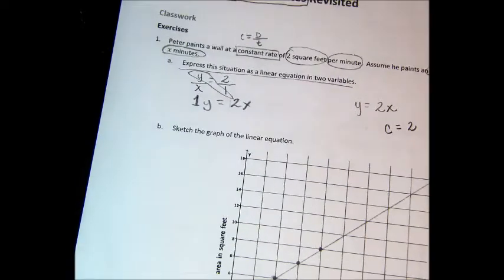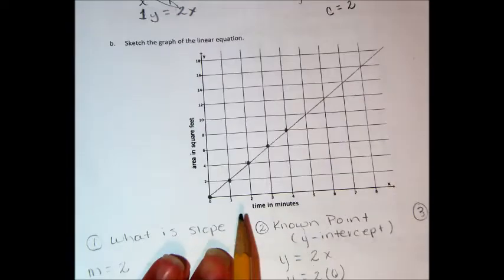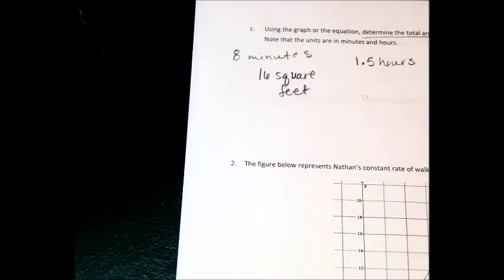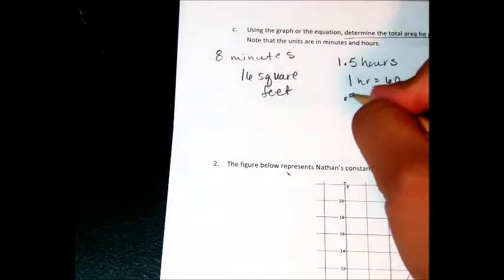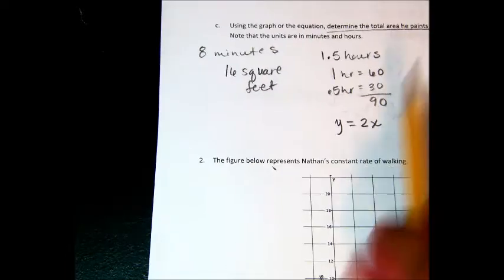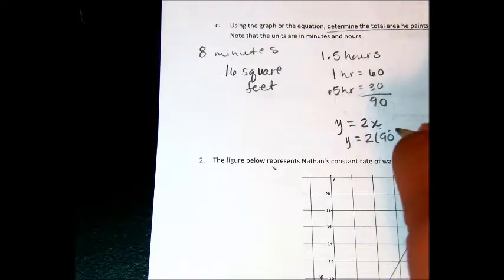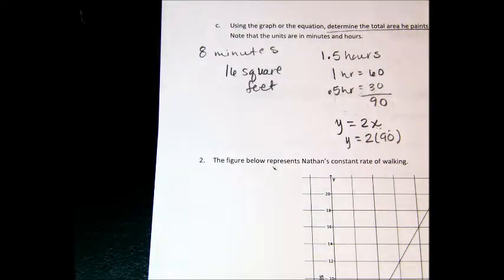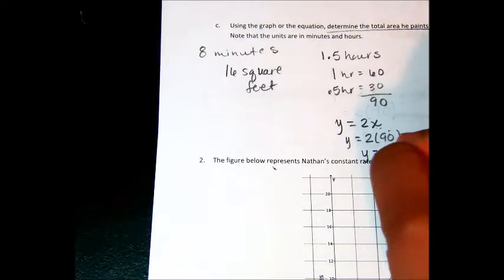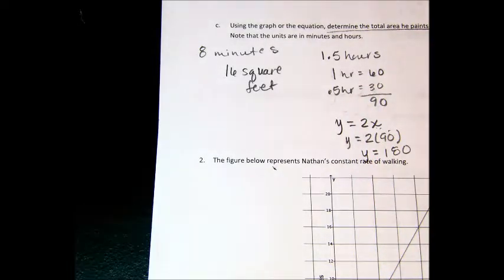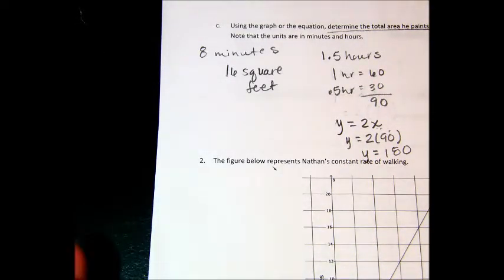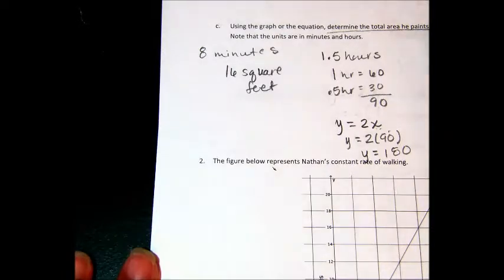You'll notice that 1.5 hours is not on our graph. Our graph tops out at minutes. So let's convert 1.5 hours to minutes. So instead of x for time, I'm going to substitute 90 minutes. And I'm going to do that math, and I get that y equals 180. So in 1.5 hours, he would paint 180 square feet.